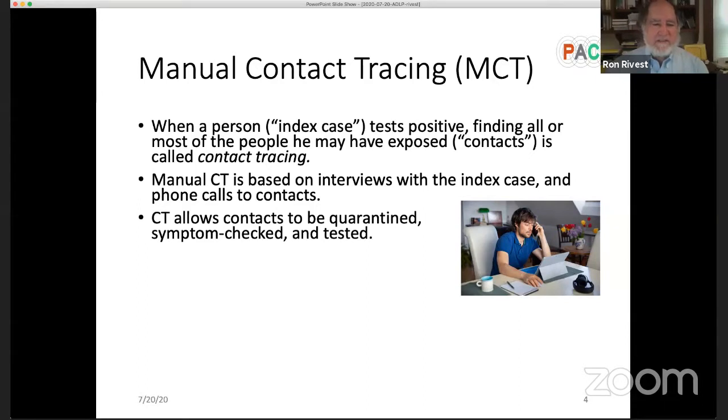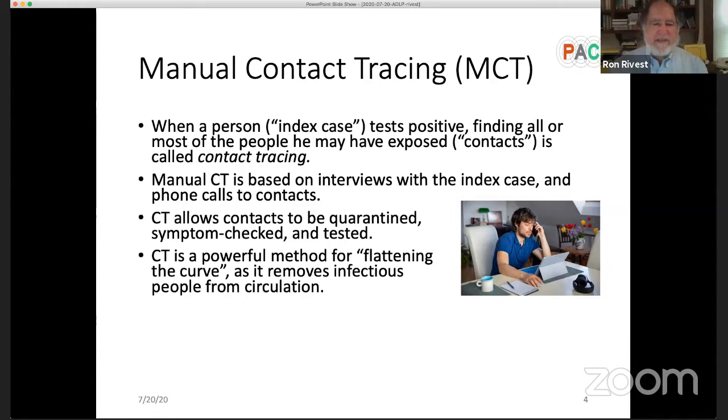So this allows contacts to be quarantined, symptom checked, and tested. And it's a powerful method for flattening the curve. It's been used in many different pandemics going way back, much before technology came into play here. And it helps remove infectious people from circulation. That's the key point. You stop the spread of the disease by having infectious people not circulating in the general population and not infecting other people.